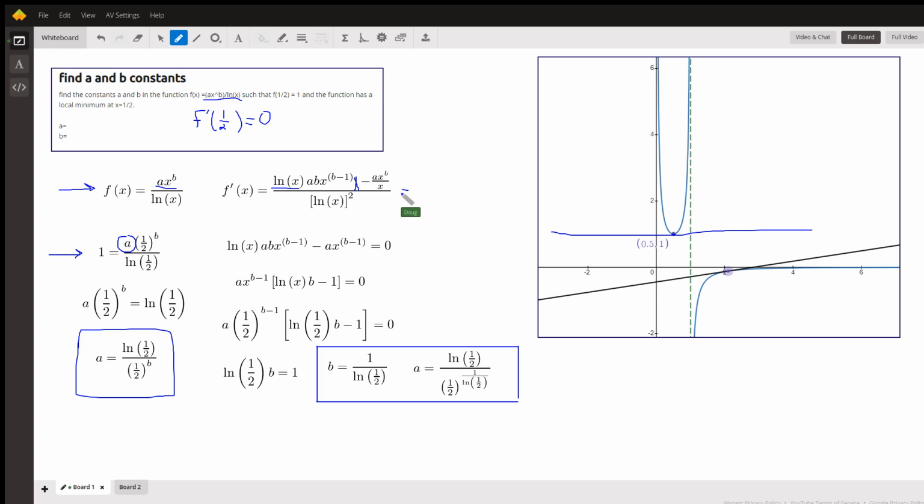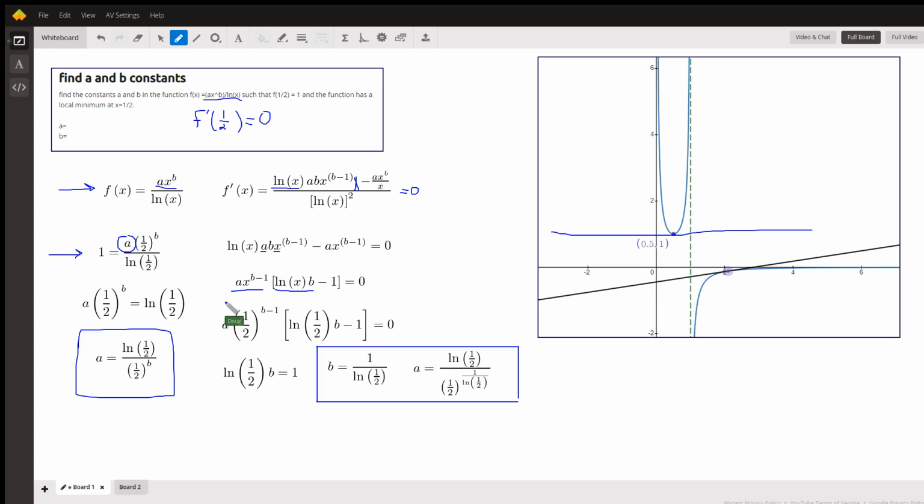Okay, and we want to know, when does that equal 0? Well, it will equal 0 when the numerator equals 0. In other words, I multiply both sides by ln of x, the quantity squared, and just get the numerator equal to 0. Notice that both terms of this numerator contain the expression a times x to the b minus 1. So if I factor that out, the factors for each term that remain inside the brackets are, from the first term, ln of x times b, and from the second term, minus 1.